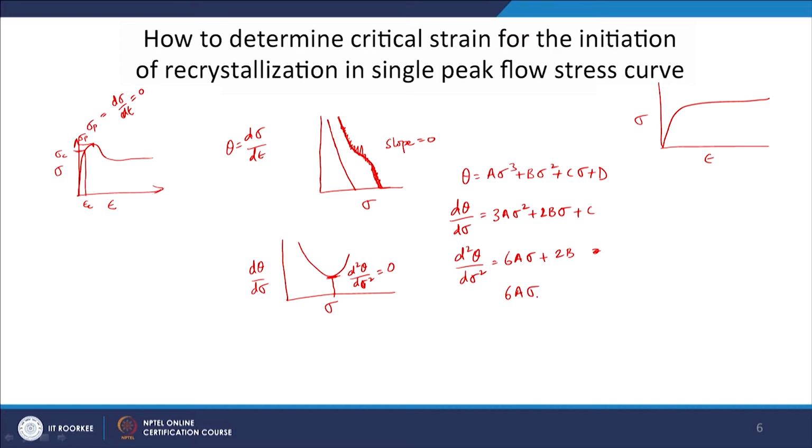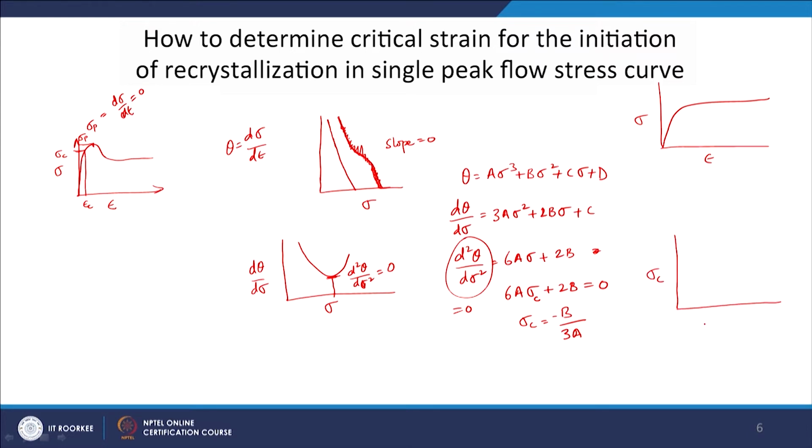Now I am putting this particular term as 0, and sigma I am changing to sigma c now. So, sigma c becomes minus b upon 3a. From these constants I will be able to find out the critical stress for initiation of recrystallization, and correspondingly I can find out the critical strain for initiation of recrystallization.